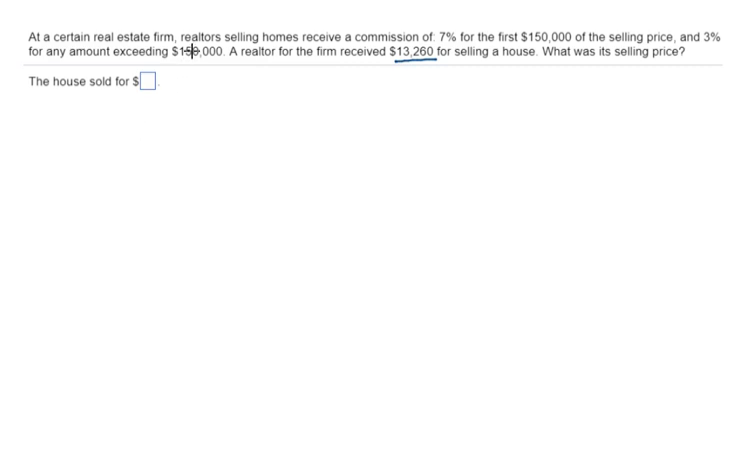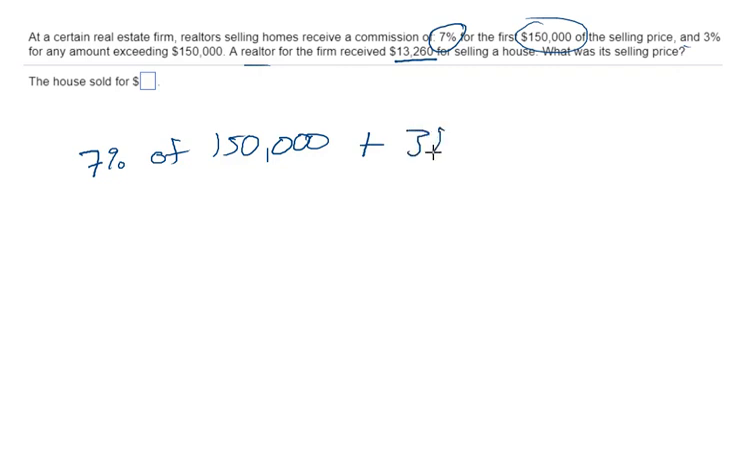So this realtor is going to get 7% of the first $150,000 of the selling price of the house. So 7% of that first $150,000. And in addition to that, so plus 3% of any amount over $150,000. And that's going to equal the commission that they earn.